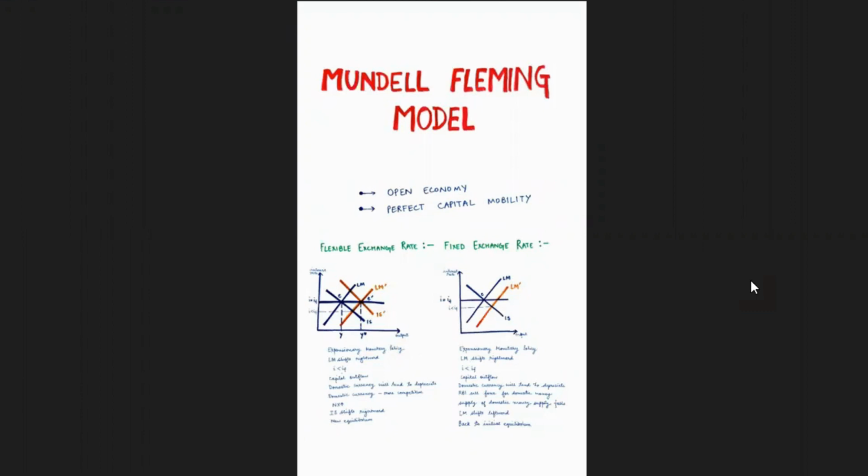University of Delhi. In this video, we are going to discuss the Mundell-Fleming model, particularly under the expansionary monetary policy under different exchange rate systems, that is the fixed exchange rate system and the flexible exchange rate system.